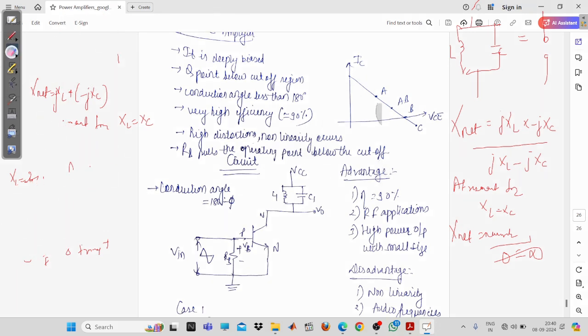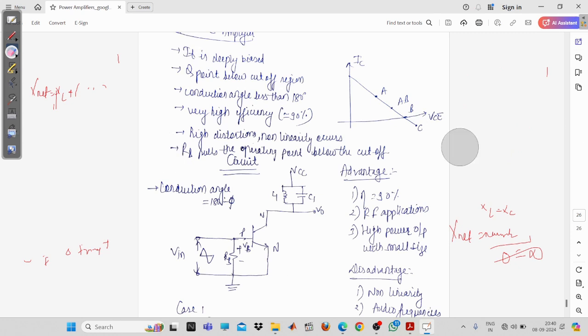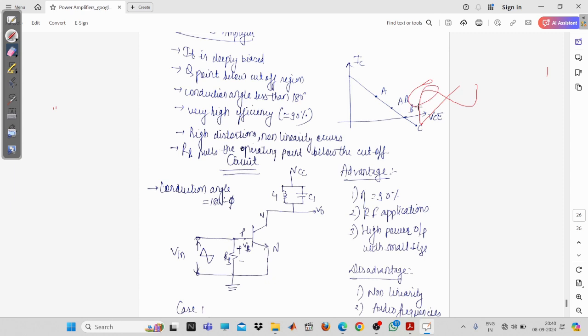Now we will take the drawbacks of it. Now what is the drawback? This circuit is not going to be activated for the audio frequency. So audio frequency for this circuit is not going to be applicable. At the same time, you can see there is a non-linearity, because you are going to amplify only a part of it. Only a part of it will be amplified, so that will introduce a non-linearity into your system.